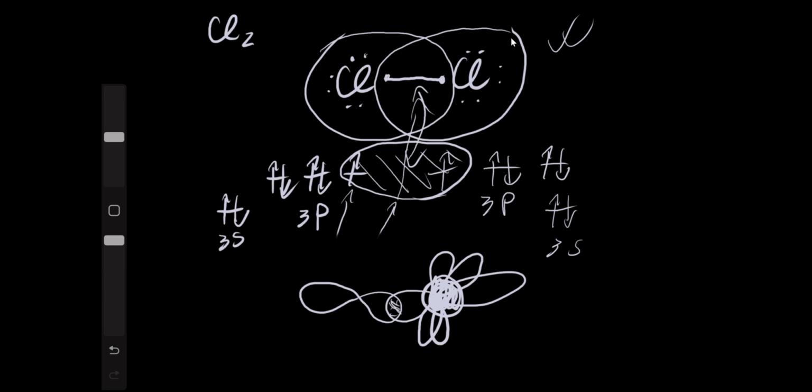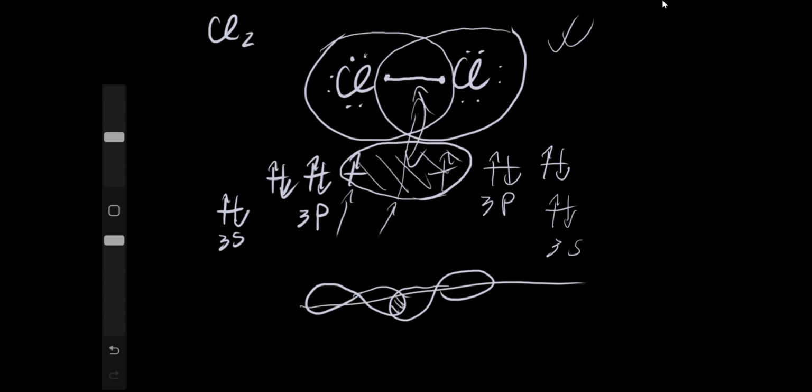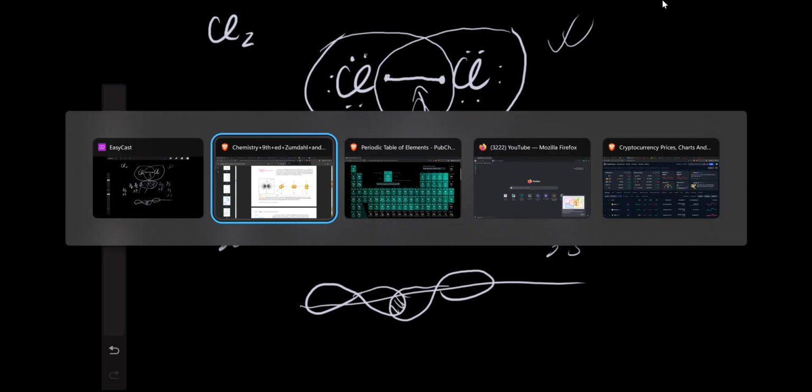We only draw the last orbital, which is just going to look like this. So we just draw the one which is overlapping, and again, this is a horrible shape. This should be on the same axis like this, but it doesn't matter.